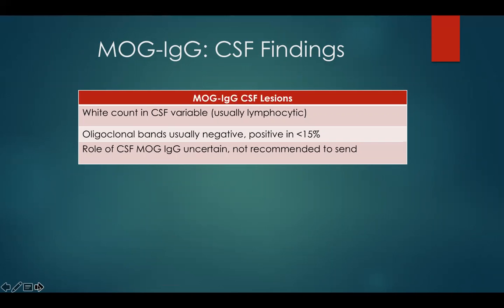Regarding CSF findings, which I haven't talked about up until this point, the majority of patients who have anti-MOG disease usually will not have bands in their spinal fluid. It is reported, but in less than 15% of cases. Patients with anti-MOG disease can have a variable white count. I've seen normal white counts, and I've seen white counts up to 50 to 100 before. So it can be highly variable, but it is typically lymphocytic. And we do not send anti-MOG on the CSF, given that its role is uncertain, so it's not recommended to send.